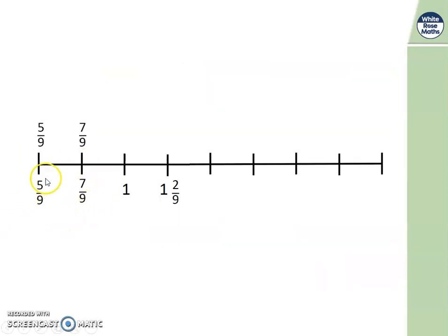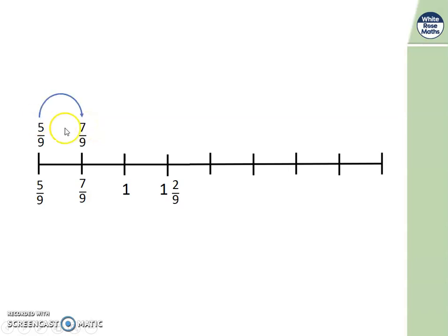Let's have a look at this number line. Across the top, we're going to have the improper fraction going up. Across the bottom, you can see that we're going to change it into mixed numbers. So I have got consecutive numbers on my number line. Let's have a look. What would I add to 5 9ths to get to 7 9ths?